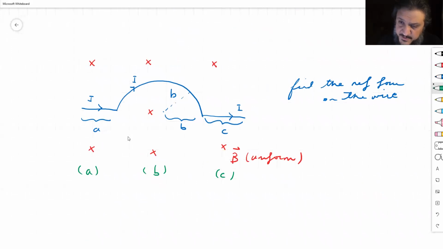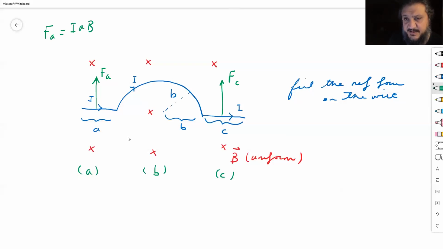So the force will be pointing up. Let's call it FA. Similarly, in the third section, the force will be up, FC. So FA is the current I times the length along the wire, A, times the magnetic field B. Similarly, FC would be I C B.